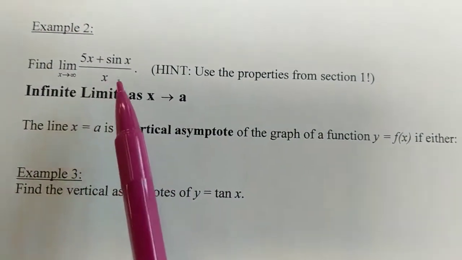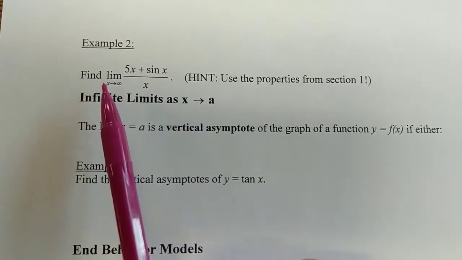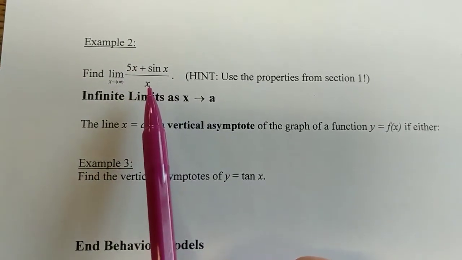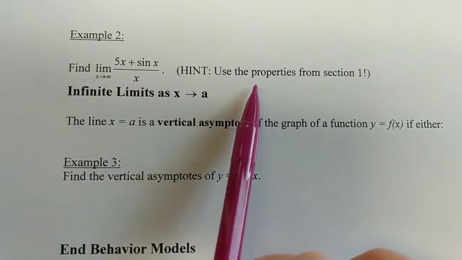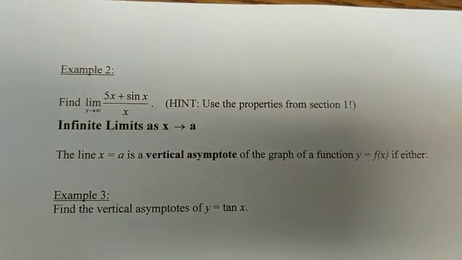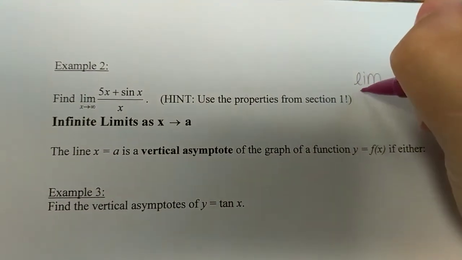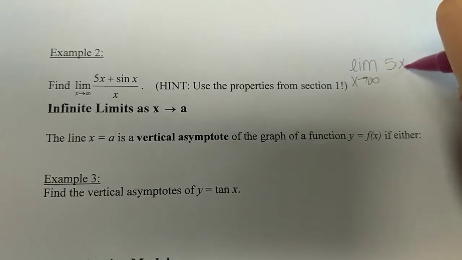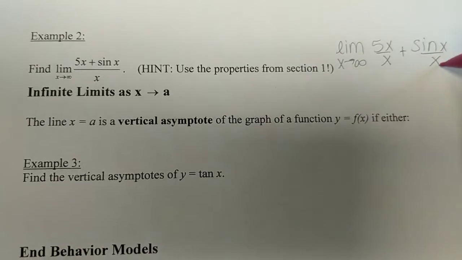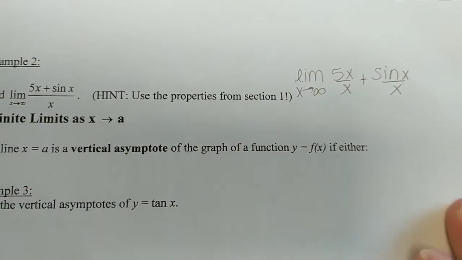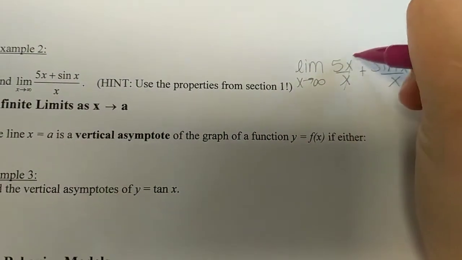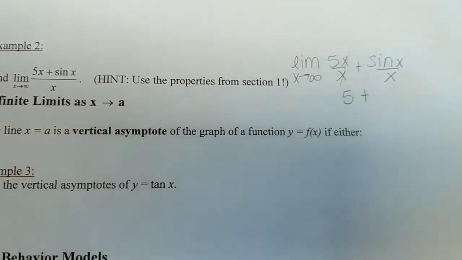All right, so example 2 says I've got this limit as x goes to positive infinity of 5x plus sine of x over x. So this one, it says use the properties from section 1. Sorry, I didn't give you much space here. But we can break this one up. So this looks like 5x over x plus sine of x over x as x gets infinitely large. Well, 5x over x, we should notice that these cancel out, so I end up with just 5.